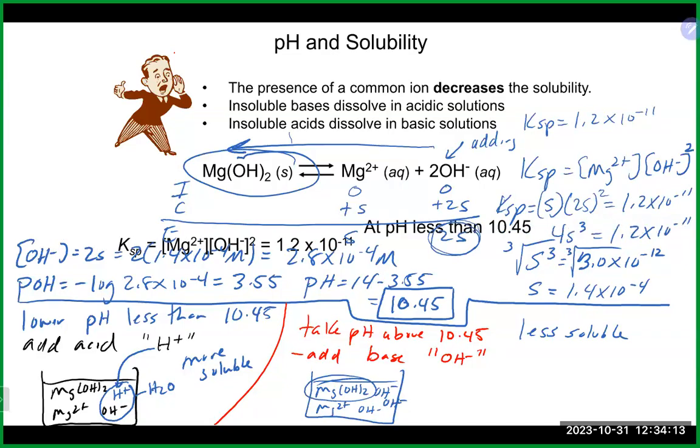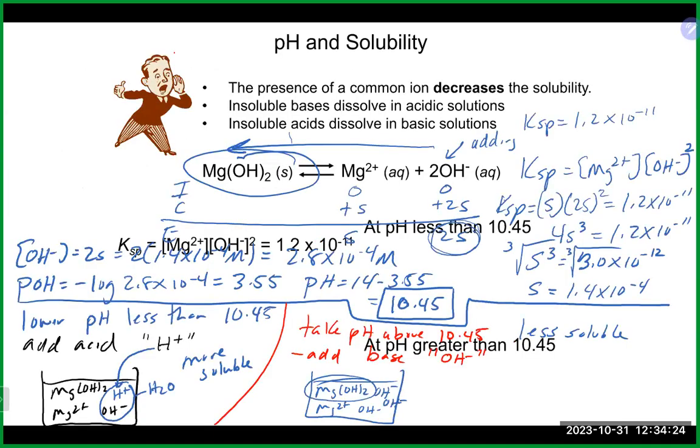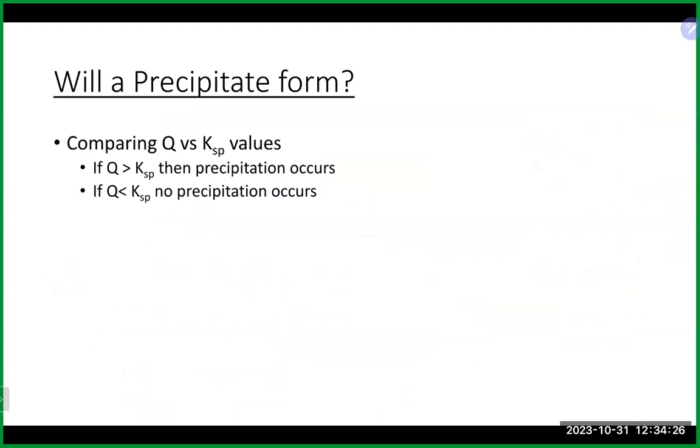All right, let's take a look here. I think that's what we said. Yeah. All right, so will a precipitate form? As we talked about earlier, we can look at the Q value versus the KSP value to compare that. Once again, if you have a Q value that's larger than the KSP value, then you would expect a precipitate to form. And if you have a Q value that's less than the KSP value, you would not expect a precipitate to form, and it would be soluble.